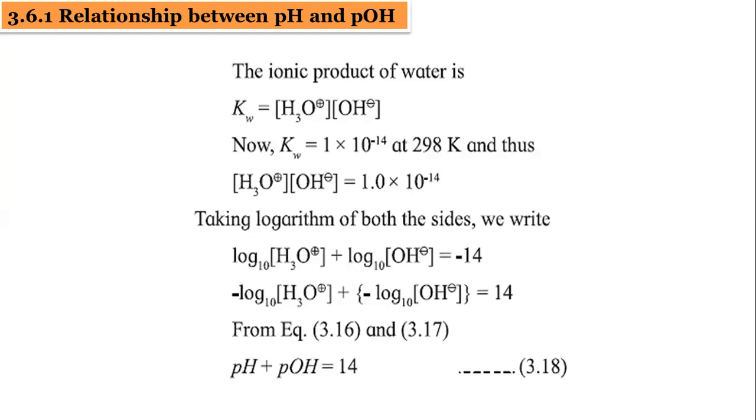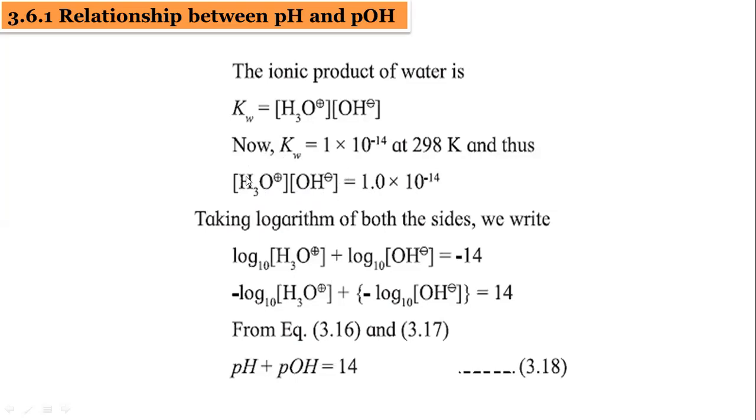So you know what the ionic product of water, Kw, is. Just as we discussed, we derived this equation. Kw is the molar concentration of H3O+ times the molar concentration of OH-, and you know its value is 1 × 10^-14 at 298 Kelvin. This equation is already derived. So from this equation we will start: H3O+ times OH- equals 1.0 × 10^-14. This you already know.